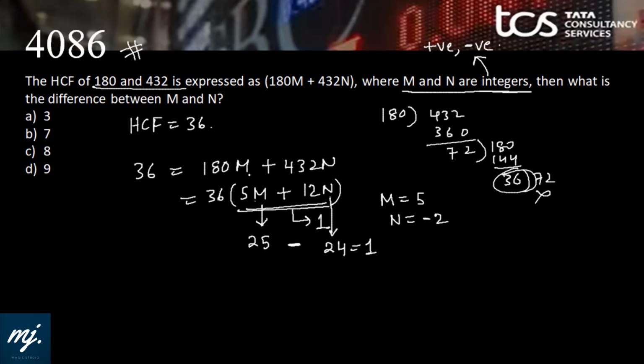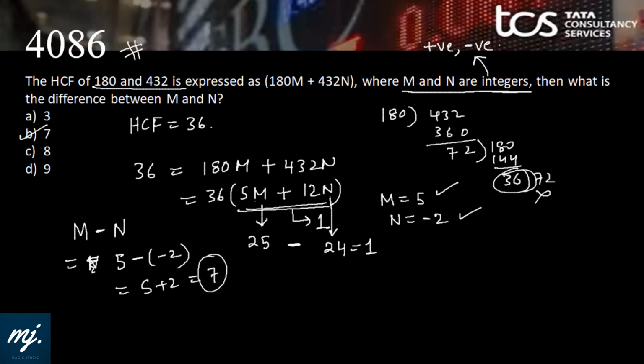And then 36 will be equal to 180m plus 432n, where m is 5 and n is minus 2. Then what is the difference between m and n? Now they are looking for the value of m minus n. m minus n would be 5 minus of minus 2, that is 5 plus 2, 7. Do we have this in the options? Yes, that is in option B.